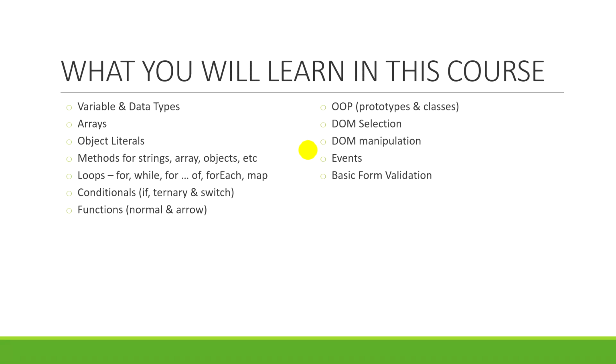What will you learn in this course? In this course, we talk about how to use variables and data types, arrays, object literals, methods for strings, arrays, and objects, and loops: for, while, for of, for in, for each, and the math object. Conditionals: if, ternary, and switch; functions, normal and arrow; the DOM, selection, DOM manipulation, events, and basic form validation.